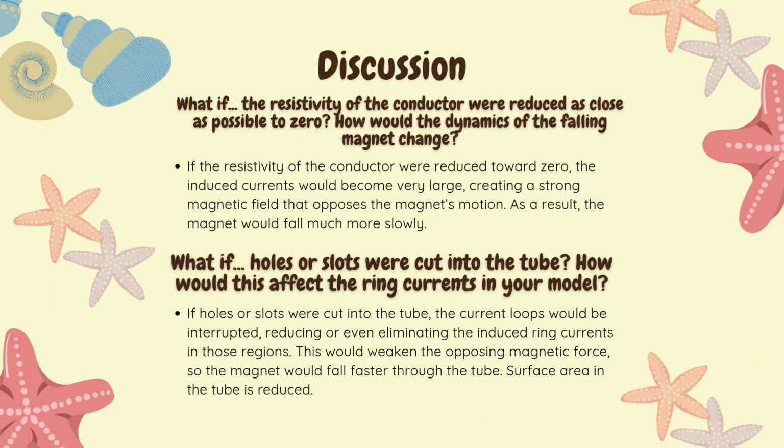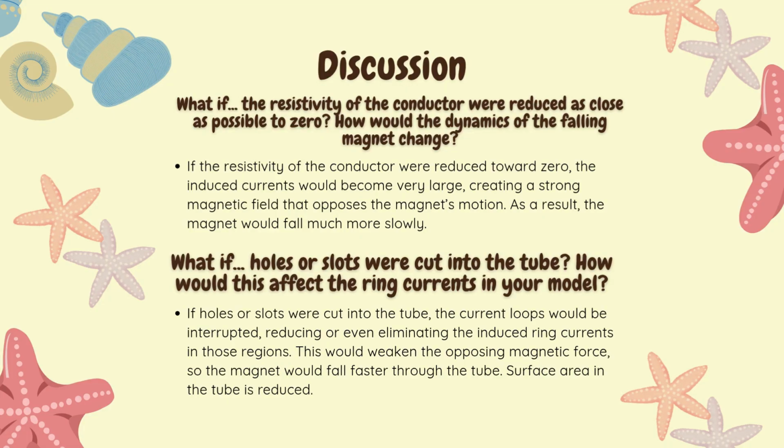So finally, for my discussion, what if the resistivity of the conductor were reduced as close as possible to zero? How would the dynamics of the falling magnet change? Well, if the resistivity of the conductor was reduced towards zero, the induced currents would become very large. Remember that resistance is on the bottom, so that would create a very strong magnetic field that opposes the magnet's motion, and as a result, the magnet would fall much more slowly.